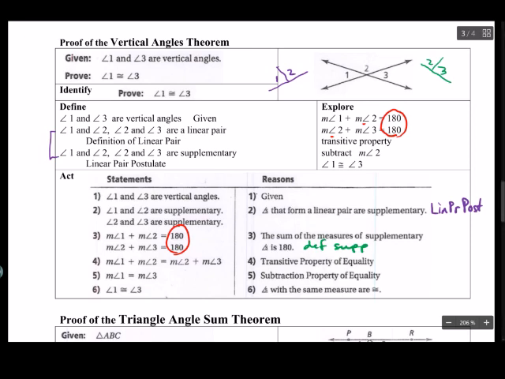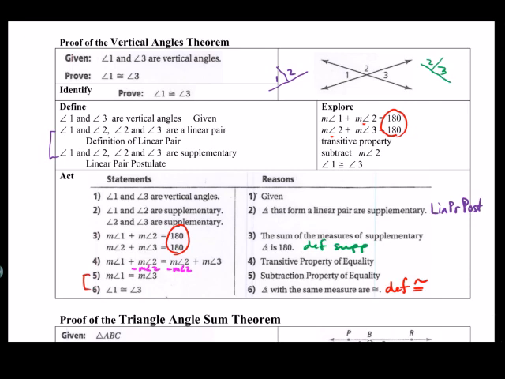And then we just subtract the measure of angle 2 from both sides, because that is just a number. We can treat it like a number, so we use our subtraction property, and we are left with the measure of angle 1 is equal to the measure of angle 3. And then any time that our measures are equal, that lets us use the definition of congruence to say that they are congruent. These two pieces are always available to use together. And there's the proof of the vertical angles theorem.